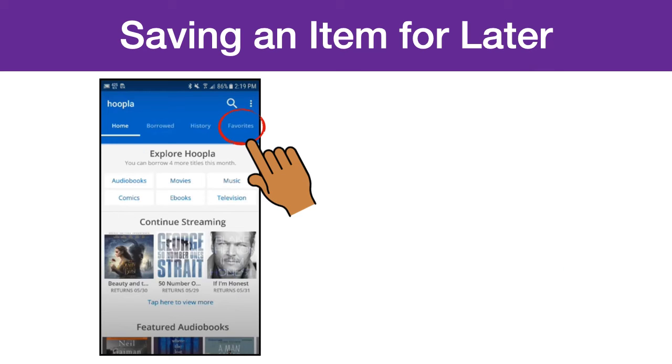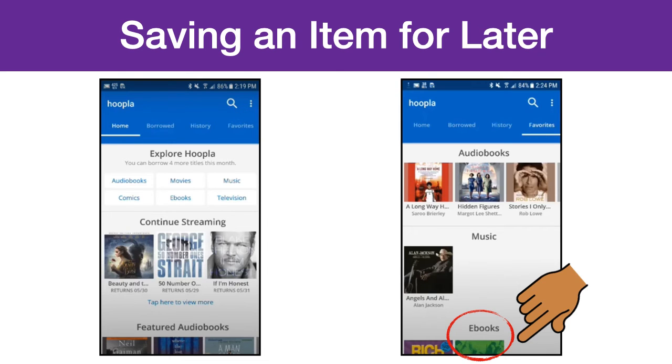To find your favorites, go to the home screen and tap Favorites at the top. This will open your Favorites folder and show everything that you have saved, divided by format. It's a little hard to see, but Radium Girls is down at the bottom with the rest of the ebooks.